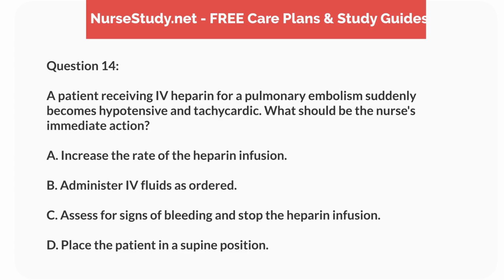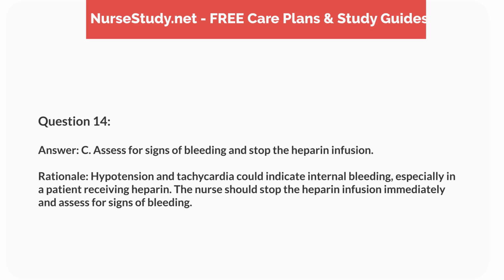Question 14. A patient receiving IV heparin for a pulmonary embolism suddenly becomes hypotensive and tachycardic. What should be the nurse's immediate action? A. Increase the rate of the heparin infusion. B. Administer IV fluids as ordered. C. Assess for signs of bleeding and stop the heparin infusion. D. Place the patient in a supine position. Answer: C. Assess for signs of bleeding and stop the heparin infusion.